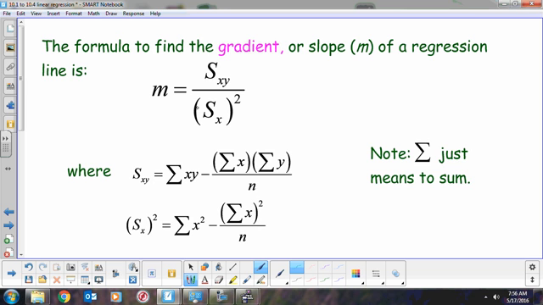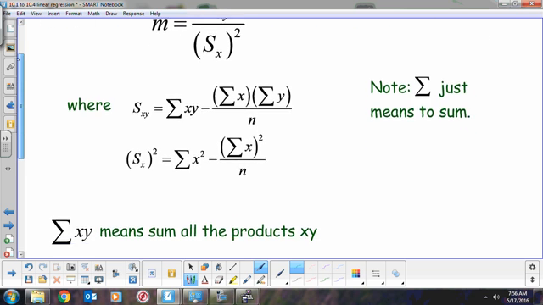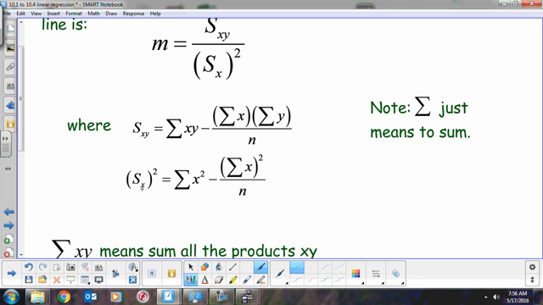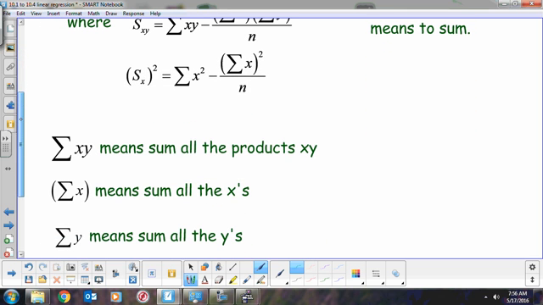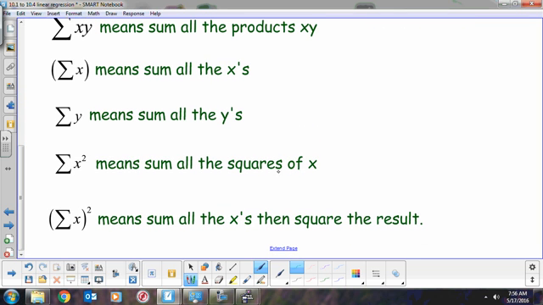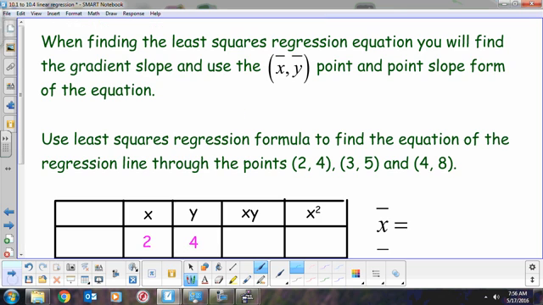This is where your Excel spreadsheet is going to be beautiful. Then your denominator is going to be the sum of the squares of your x's, you add them up, minus all your x's added and then squared and divided by n. So here it tells us Σxy means the sum of all the products of xy, Σx means the sum of all the x's, Σy means the sum of all the y's, Σx² means the sum of the squares of the x's, and (Σx)² means the sum of the x's, then square the result. So this is where your Excel spreadsheet comes in.